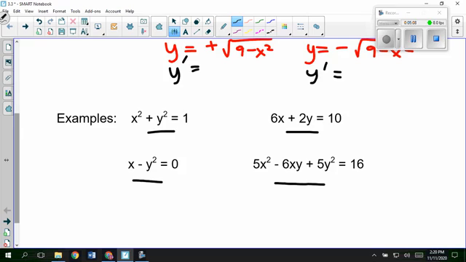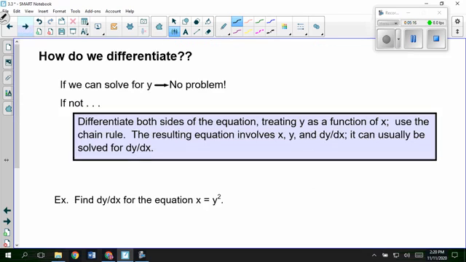So then the question becomes, what about derivatives? Okay, so let's get started on taking a derivative of this. This is what we call implicit differentiation. How do we differentiate these? If we can solve for y, no problem, we'll go ahead and use that. If not, here is going to be our ruling today.